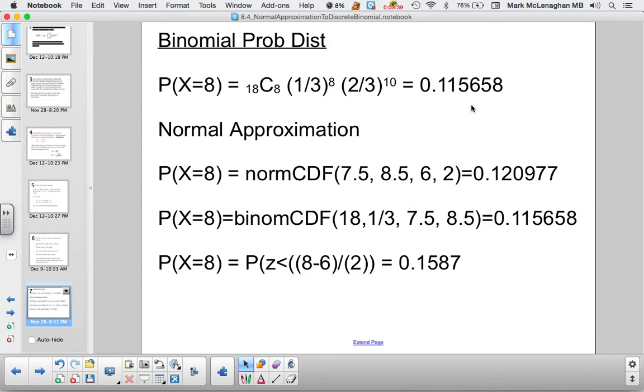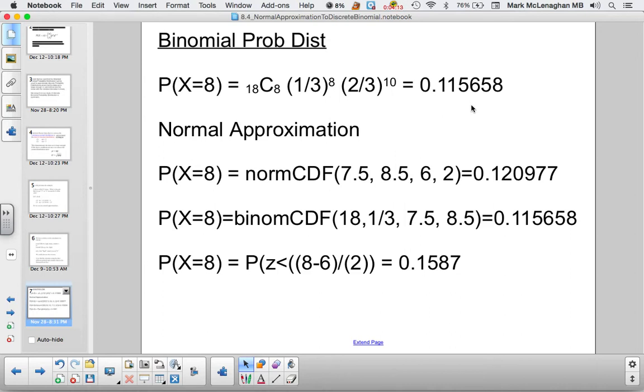So, norm CDF. Remember, we adjust from the continuous to the discrete, so we have to use 7.5 and 8.5. np is our mean, which is 6, and if we do a quick calculation, the square root of n times p times q is 2, which is our standard deviation. Plug all those numbers in, and the calculator gives us 0.12, 12%. Not too bad, it's close. 11.5, 12, you can see there's some rounding going on, so that's okay.